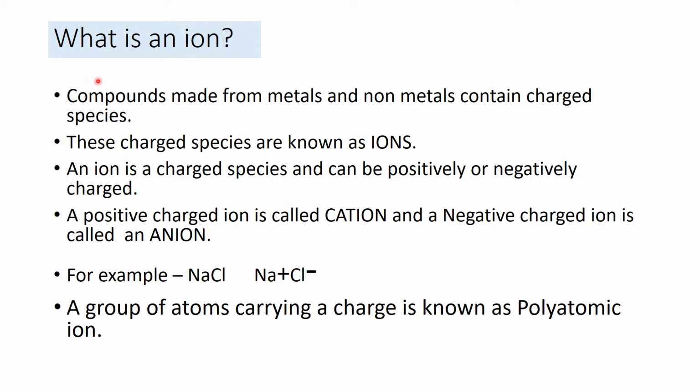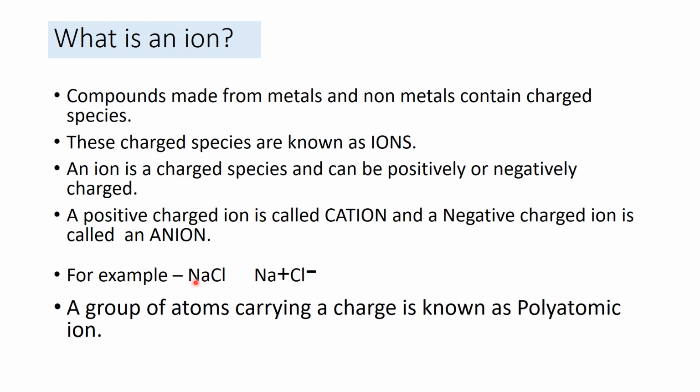Right? So, what is an ion? Basically, compounds which are made from metals and non-metals contain charged species. You know what charged species are? Charged species either have a positive charge or a negative charge, and these charged species are known as ions. If it is positive, it is known as a cation, and if it is negative, it is known as an anion.